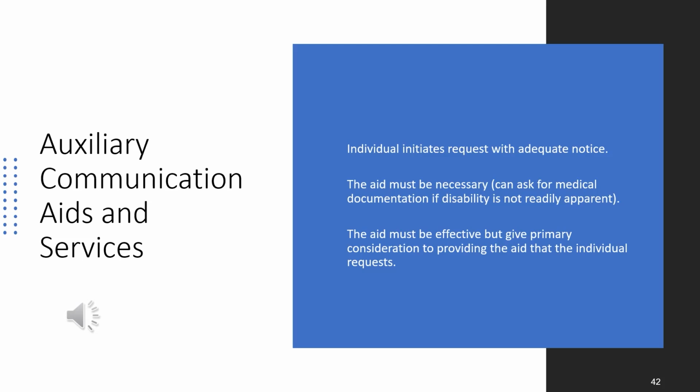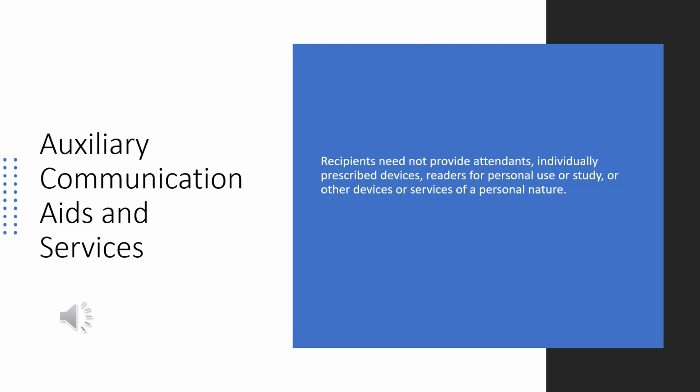The public entity should give primary consideration to providing the aid that the individual requests, but it is not strictly required to give the aid that the individual requests, as long as the aid that is given is effective. Auxiliary communication aids and services do not include things like attendants or individually prescribed devices, readers for personal use or study, or other devices or services that are of a more personal nature.